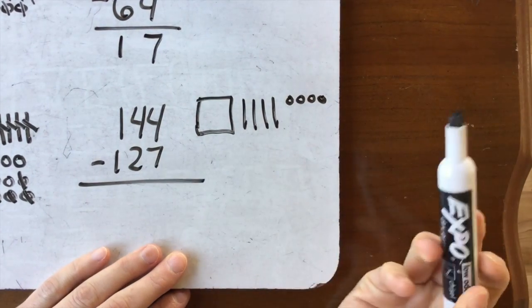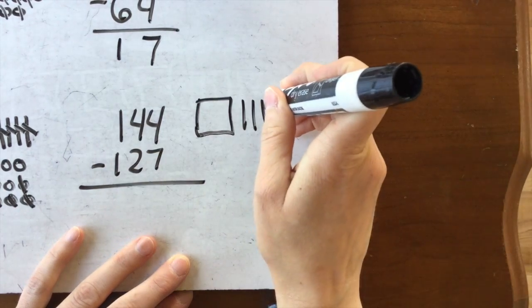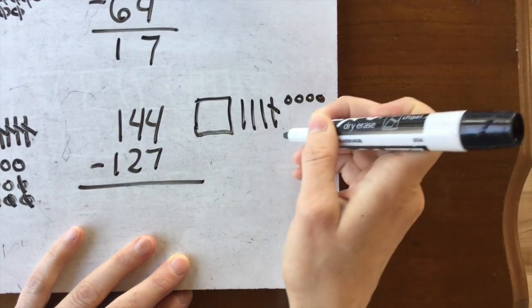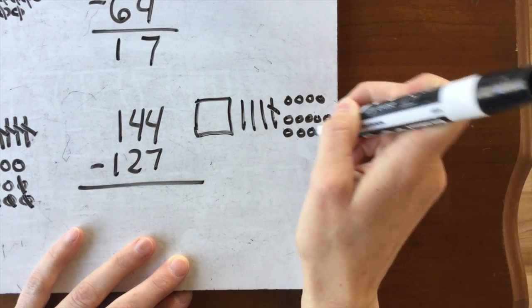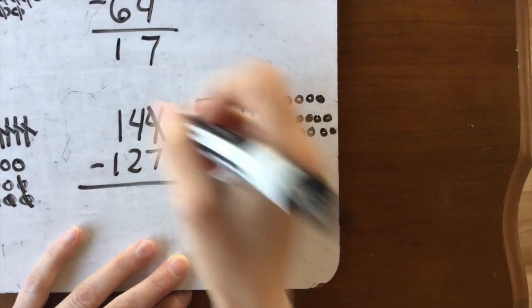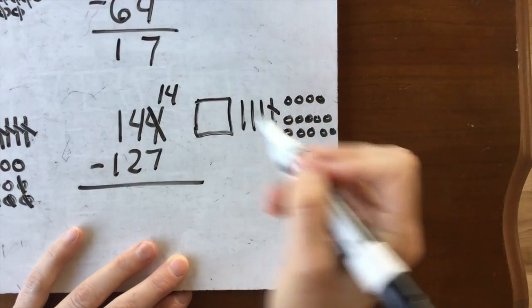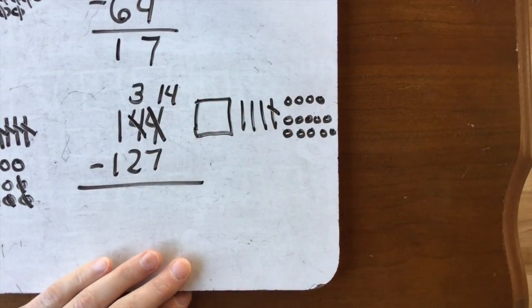Now we need to cross off 7 ones. We don't have enough for that. So we're going to change this ten into 10 ones, 1, 2, 3, 4, 5, 6, 7, 8, 9, 10. So instead of 4 ones, we now have 14 ones. Instead of 4 tens, we now have 3 tens. And then we can do our subtraction.